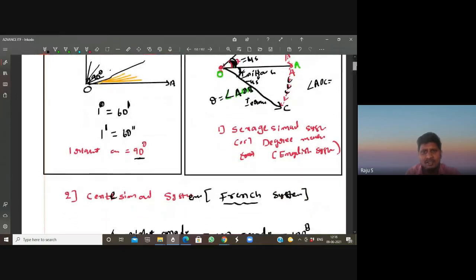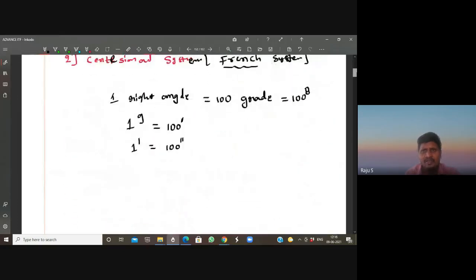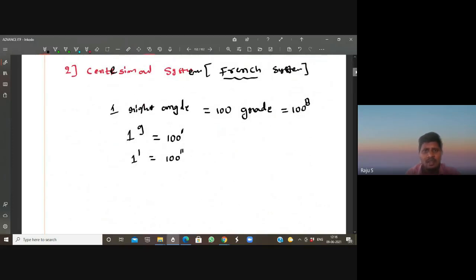The first one is the English system, that is nothing but degrees. The second one is the French system, that gives the grades. One right angle is equal to 100 grades. Mostly we do not use this grade system. One grade is equal to 100 minutes. 1 minute can be divided into 100 seconds. Got the idea? Just keep it in your mind.